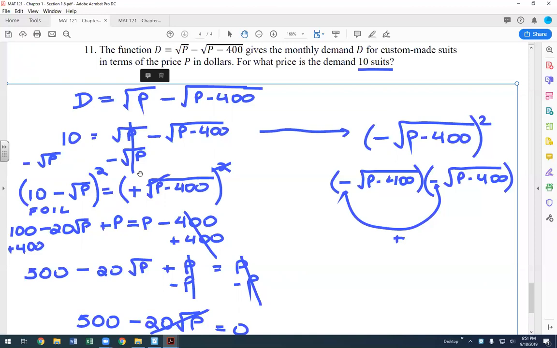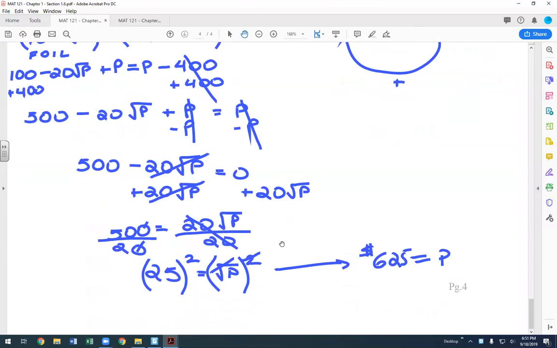Anybody else? Any other question about this problem? Okay. So this was the last one for section 1.6.